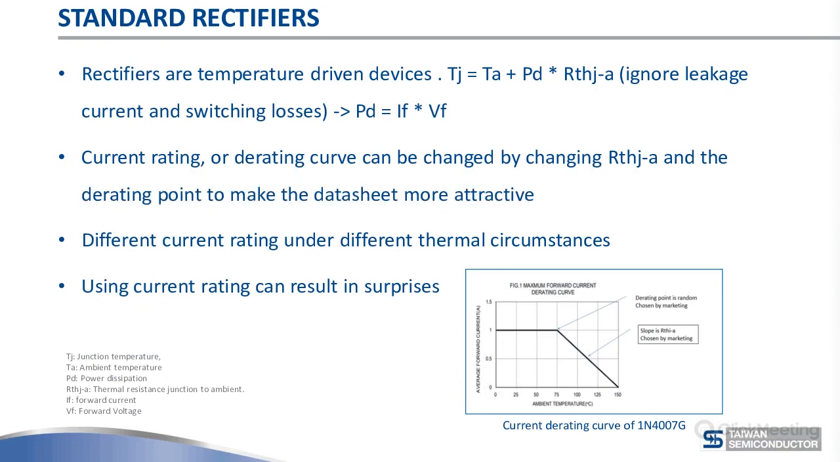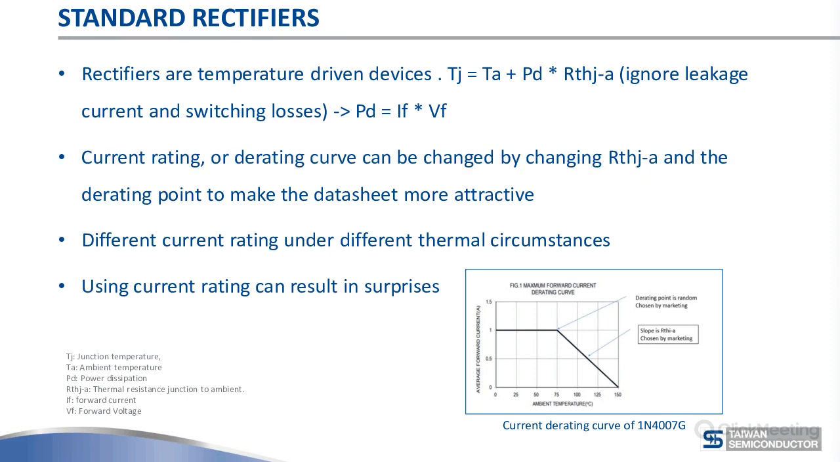Well, actually, rectifiers are temperature-driven devices. So the most important formula about a rectifier is that TJ equals the ambient temperature plus the power dissipation multiplied by the thermal resistance. If you ignore the leakage current, your power dissipation is only the forward voltage and the forward losses, which is the IF multiplied by the VF.